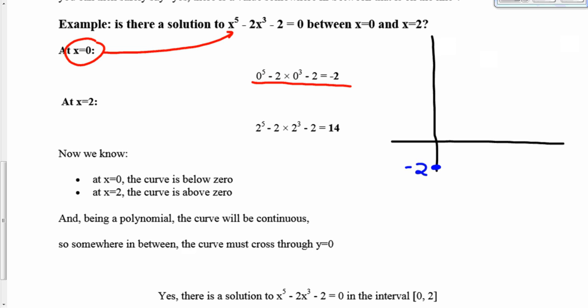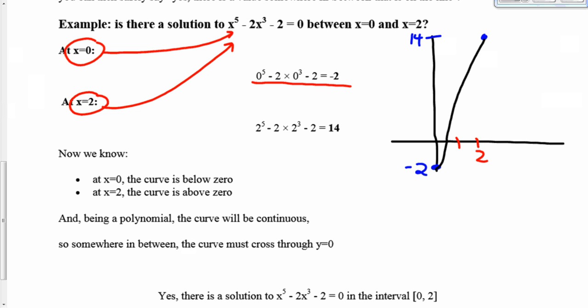Okay? So now we're going to look at x is 2. And again, I'm going to take x is 2. I'm going to plug it into my function. I have 2 to the fifth minus 2 times 2 cubed minus 2. That number is 14. So when x is 2, my y value is 14. Now, my polynomial function is continuous, so I meet that requirement of the intermediate value theorem. I have no idea what the curve looks like. I just drew something in to connect the dots, basically.